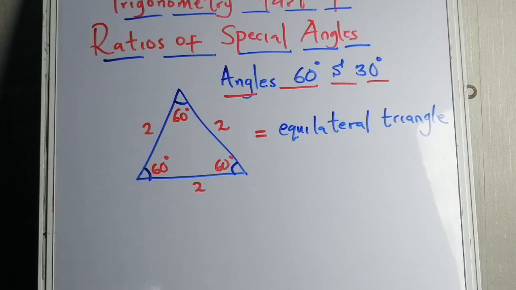So we'll continue from where we stopped. That's ratios of special angles: the ratios of the special angles 60 degrees and 30 degrees. How do we arrive at the values for sine 60, cos 60, tan 60, or sine 30, cos 30, tan 30? The first thing we need to use here is an equilateral triangle.